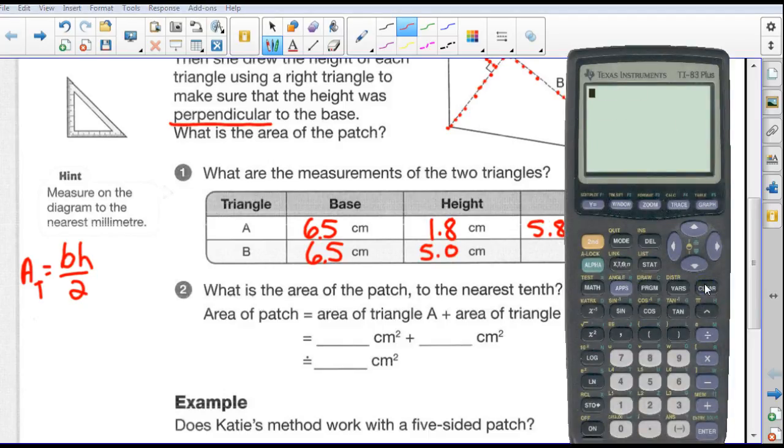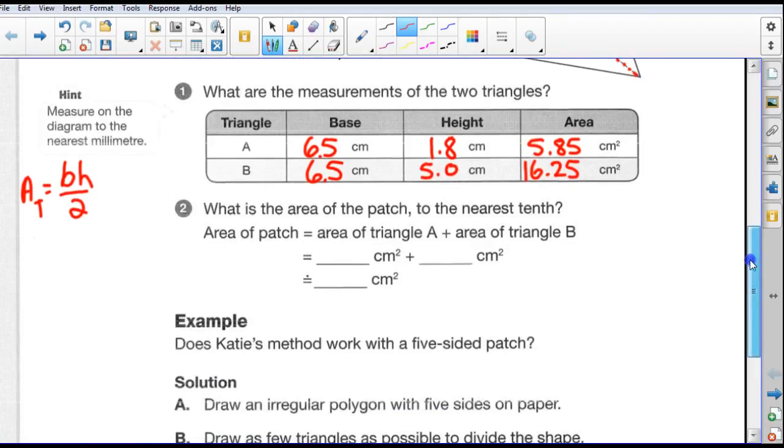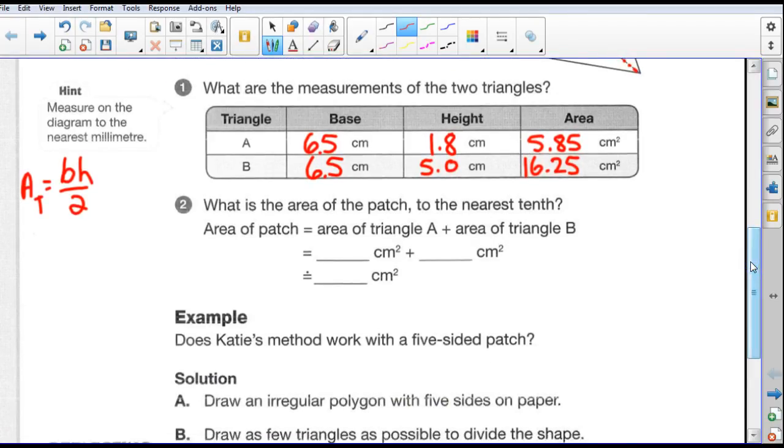Triangle B, it's going to be a little bit bigger. I have 6.5 centimeters. I'm going to multiply that by 5.0, and then I'm going to divide that by 2, and I get an area of 16.25 centimeters squared. Okay, so what is the area of the patch to the nearest tenth?